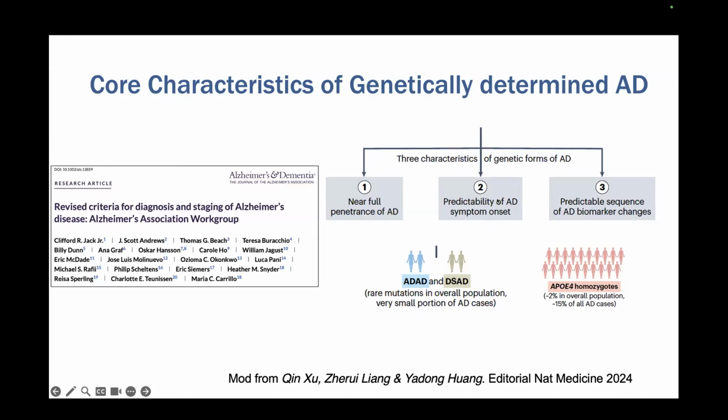And yes, there is a predictable sequence of AD biomarker changes in this population that is very similar to that described in Down syndrome and autosomal dominant AD. So yes, I think that these three core characteristics of genetically determined AD are met if we apply the Alzheimer's Association criteria for the disease.